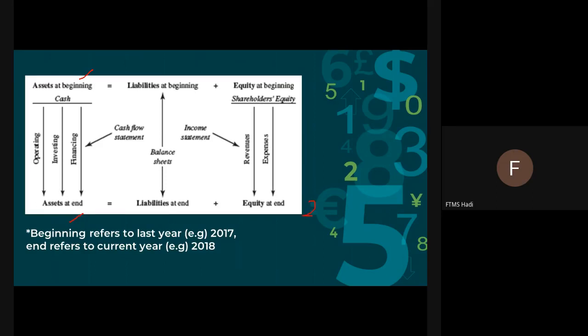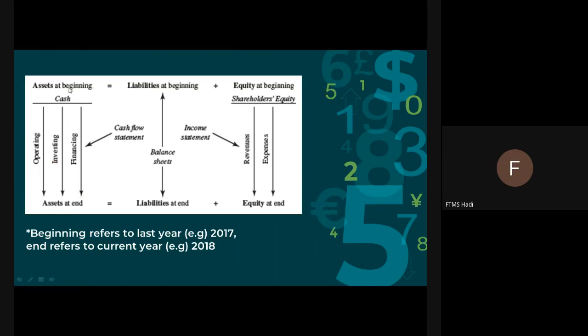For example, this one is 2018, and this one is 2017. The bridge or the gap here is what we call the cash flow, whether it is inflow or outflow. So, asset at the beginning, we're talking about cash flow related to asset. They have three: operating, investing, and financing.